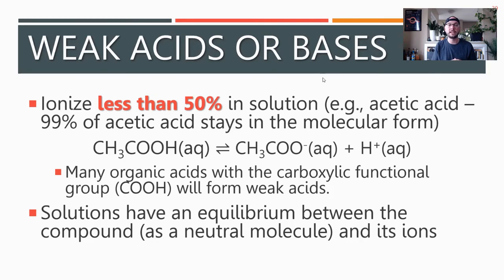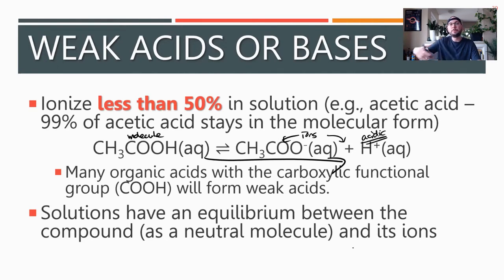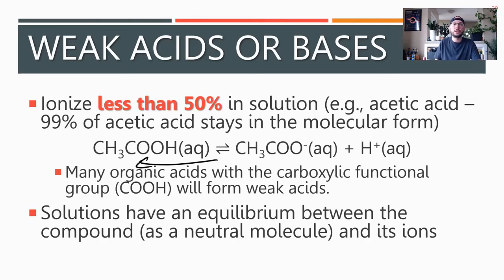Okay, so many organic acids will have the carboxylic functional group. In our class, almost all of them will, and they exist as an equilibrium between the molecule form and the ion form. So this is our molecule form, and this is the ion form. These ions are what make it acidic. So if we can make more product, if we can go this way, we make the solution more acidic. If we move the equilibrium back towards the reactants, we make the solution less acidic.